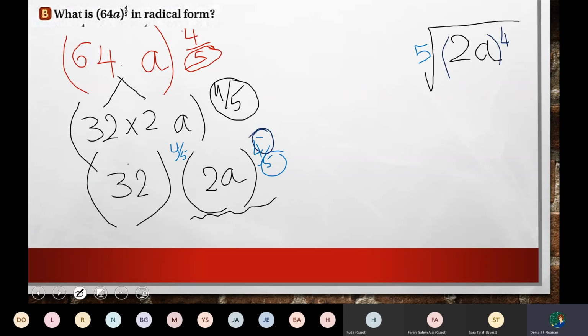So by that, what do I get? I get the fifth root of 2 to the power 4. What is 2 to the power 4? It is 2 multiplied by 2 multiplied by 2 multiplied by 2, which is 16. So it is 16a to the power 4. This is now the answer of this term.